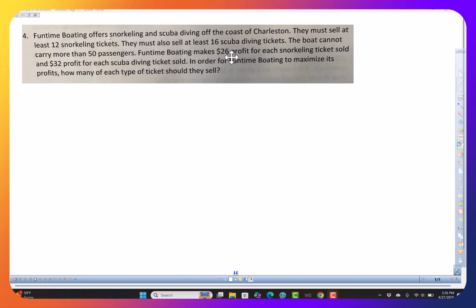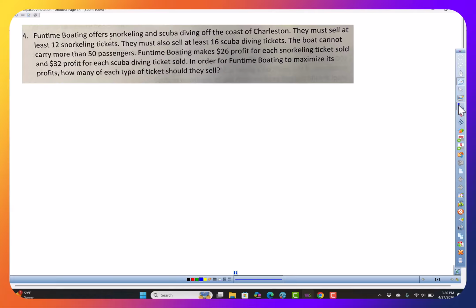Funtime Boating makes $26 profit for each snorkeling ticket sold and $32 profit for each scuba diving ticket sold. In order for Funtime Boating to maximize its profits, how many of each type of ticket should they sell?